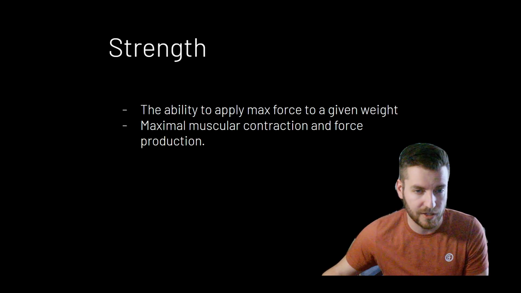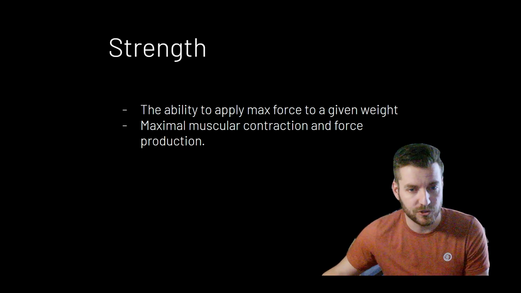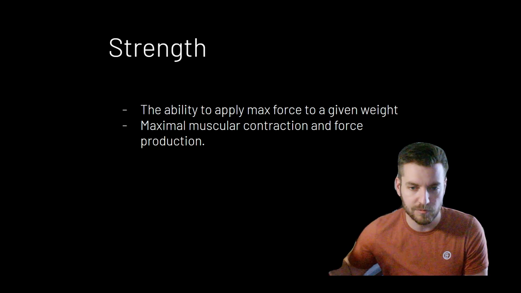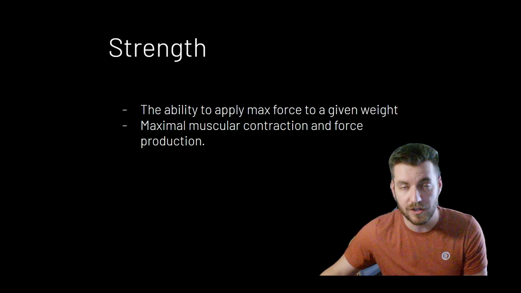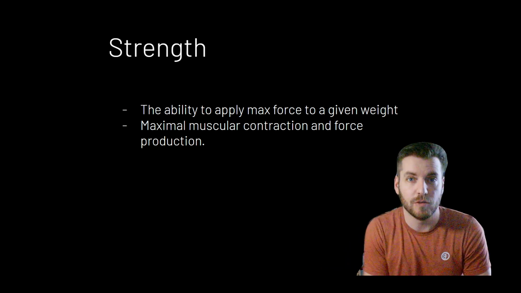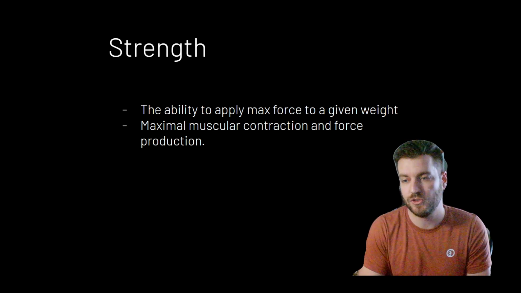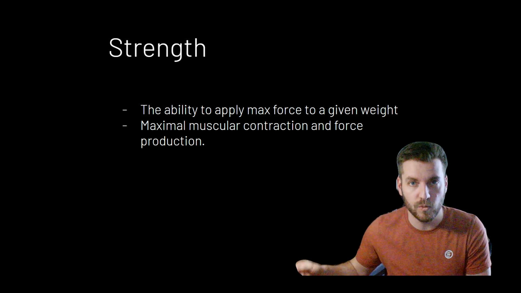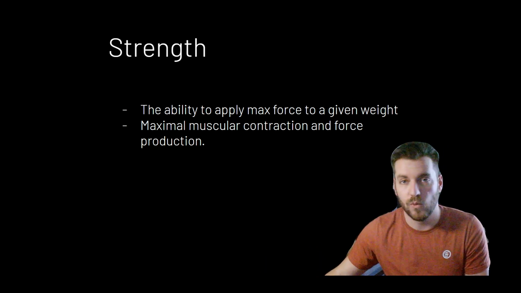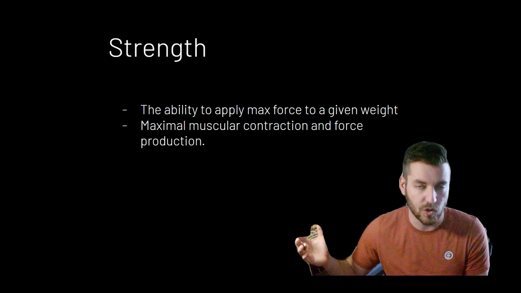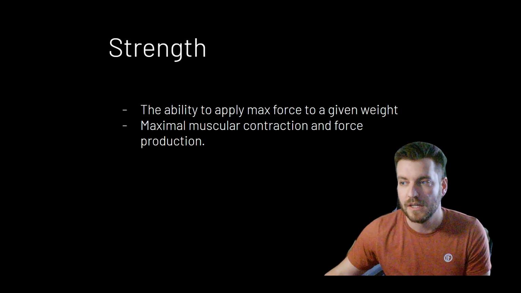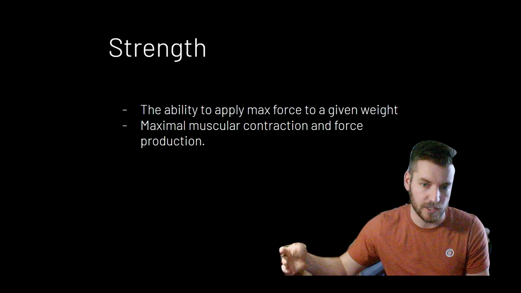So first we start with strength. Strength is the ability to apply max force to a given weight, or the maximum muscular contraction and force production that you can promote in a muscle group. Think of this as being absolutely as strong as you can be. This is typically written as 1 RM, your 1 rep max. Your 1 RM is the most amount of weight you can lift for only one time. And that number is your strength.